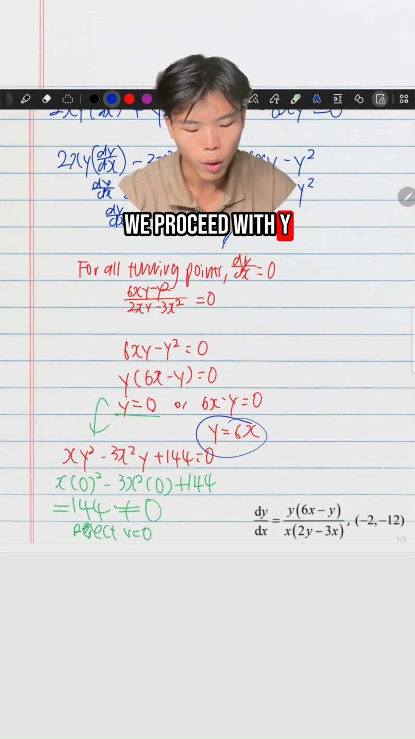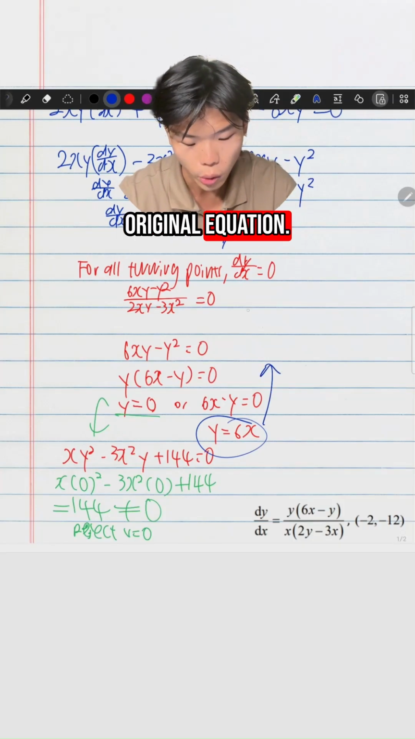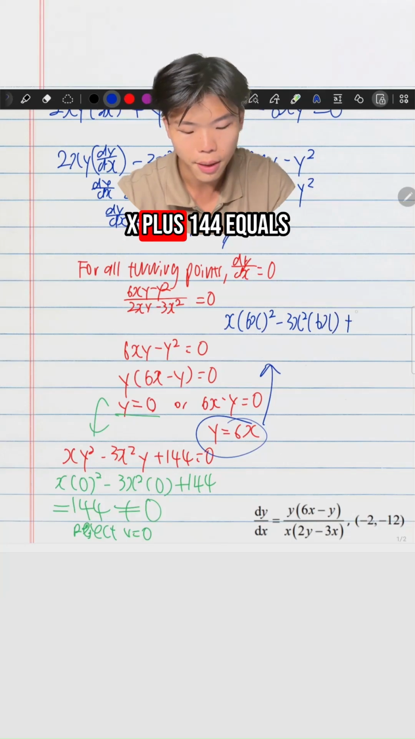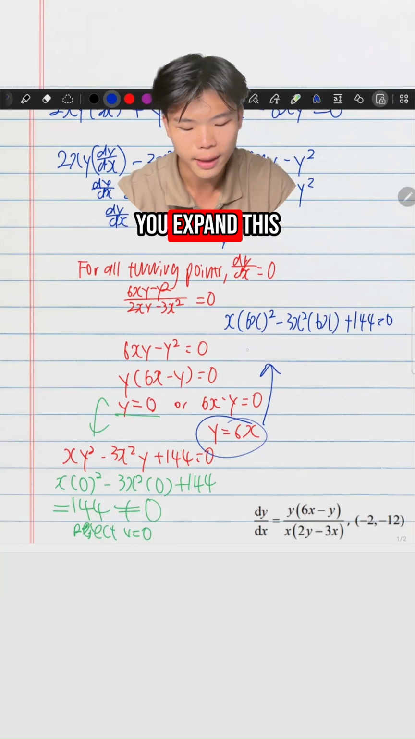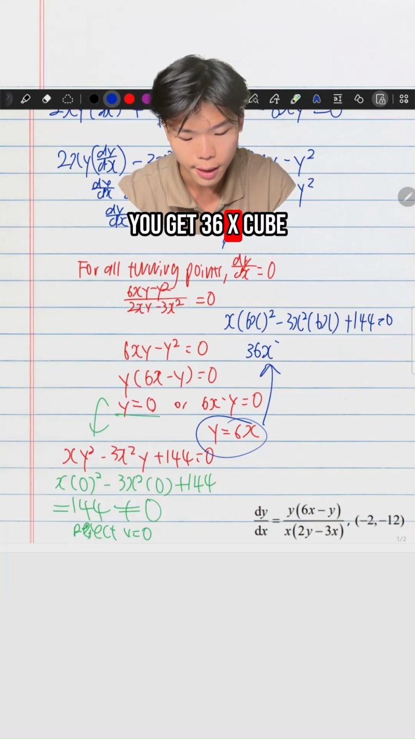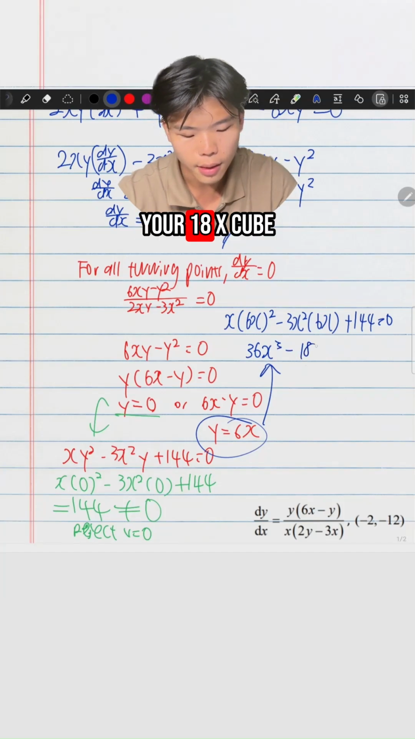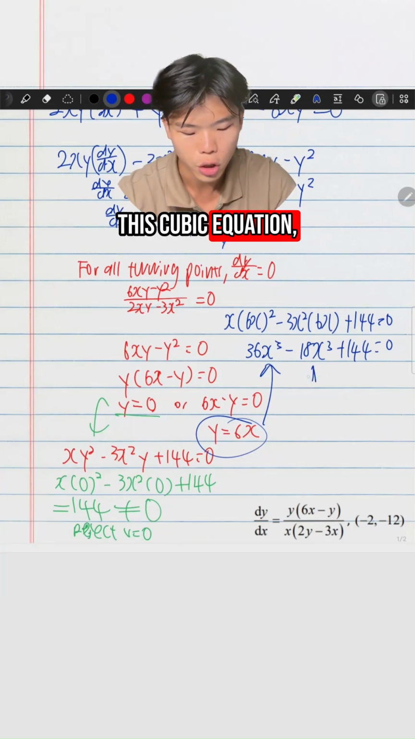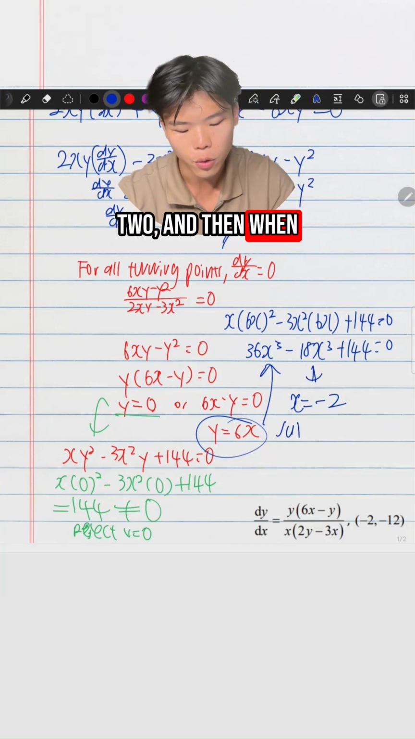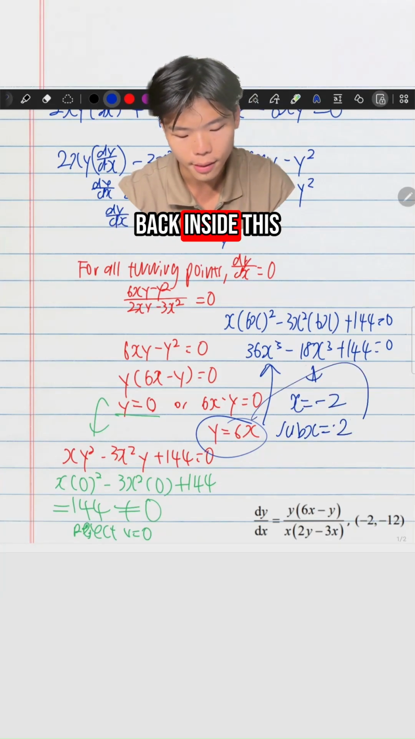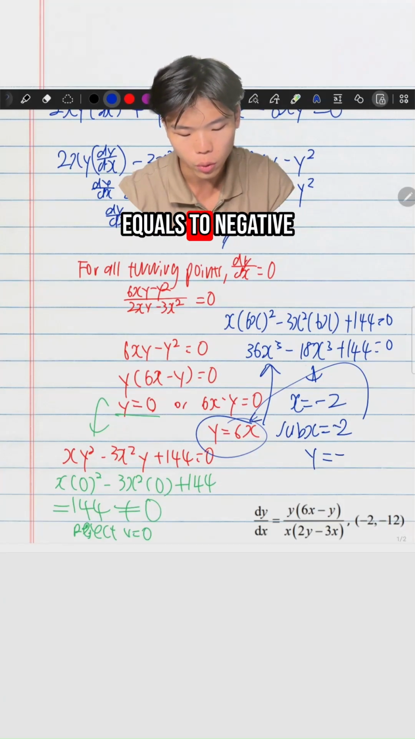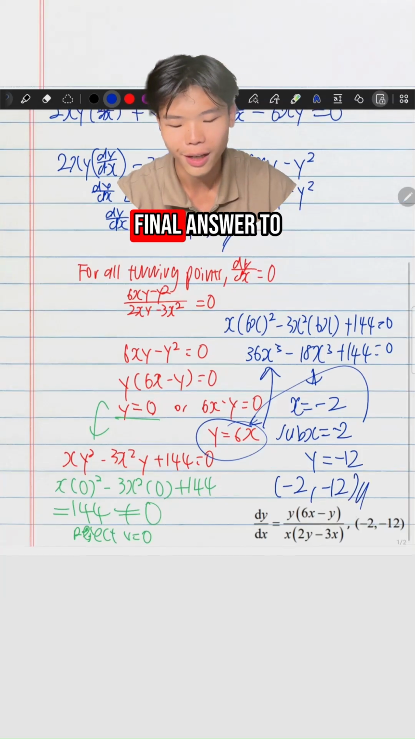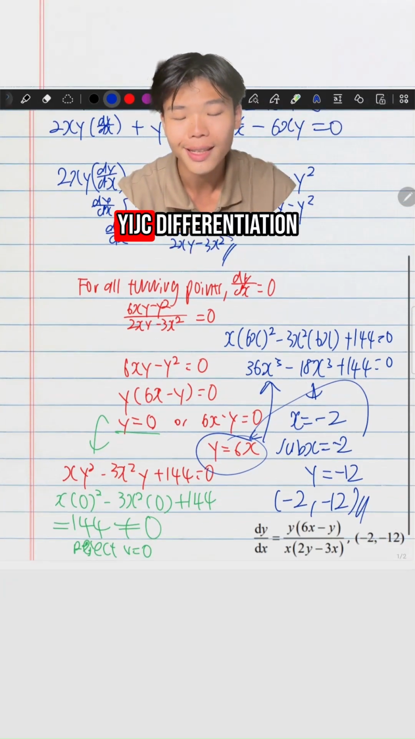Let's proceed with y equals 6x and sub it back into the original equation. We have x times (6x) squared minus 3x squared times 6x plus 144 equals 0. Expanding, you get 36x cubed minus 18x cubed plus 144 equals 0. When you solve this cubic equation, you end up with x equals negative 2, and subbing x equals negative 2 back in, you get y equals negative 12. Therefore the coordinates of the turning point are (negative 2, negative 12), which is the final answer to this very simple YIJC differentiation question.